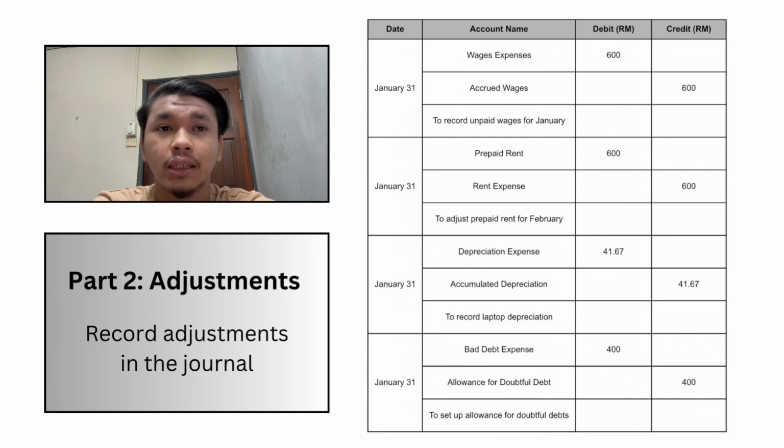They include recording accrued wages of 600 ringgit for unpaid wages, adjusting prepaid rent by 600 ringgit also to recognize rent expense for February, recognizing depreciation expense of 41 ringgit 67 cent for a laptop, and setting up an allowance for doubtful debts with a bad debt expense of 400 ringgit. These adjustments align expenses and revenues with the appropriate accounting period. So that's all for part 2, question number 3.